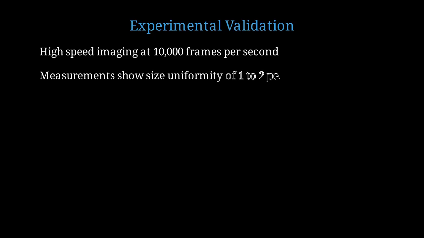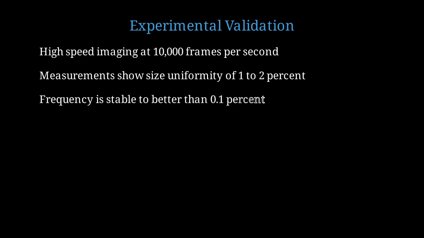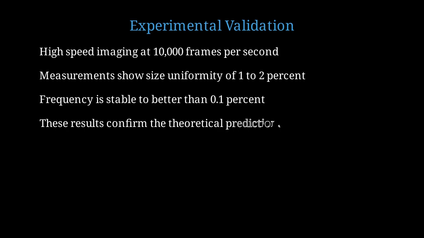How do we know all this theory is correct? Let's look at experimental validation. High-speed cameras operating at 10,000 frames per second can capture the entire droplet formation process. Measurements consistently show droplet size uniformity of 1 to 2% coefficient of variation. The droplet formation frequency is stable to better than 0.1% over thousands of droplets. These experimental results beautifully confirm our theoretical understanding.